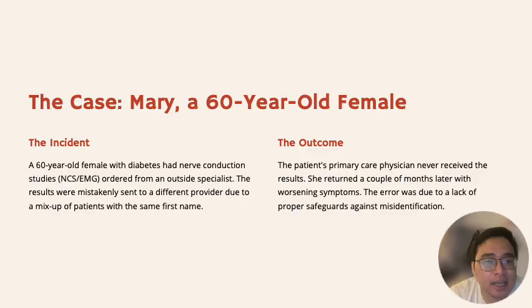Because of that, A1C was ordered. So iniisip, baka may diabetes siya, baka ito ay isang diabetic neuropathy. Also, nag-order din ng NCS-EMG or nerve conduction studies with electromyography. NCS-EMG was done outside by a specialist, and the results were sent to a different provider because of the patient's first name mix-up. Yung kasing Mary na name is very common. Because of that, the patient's primary care physician never even received the results.